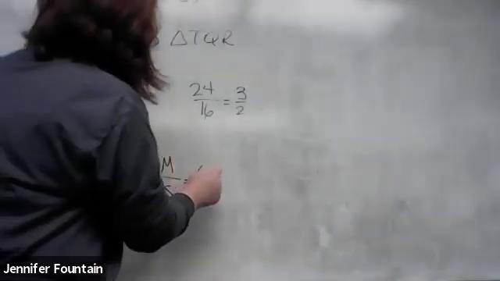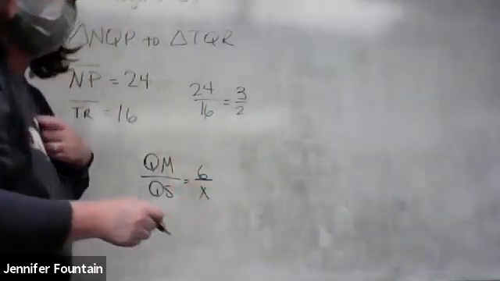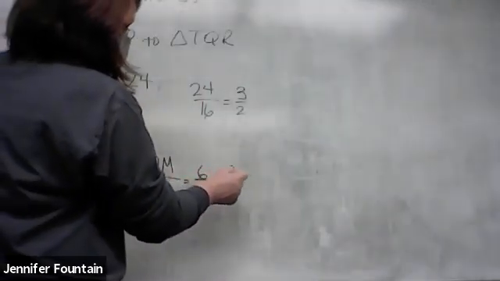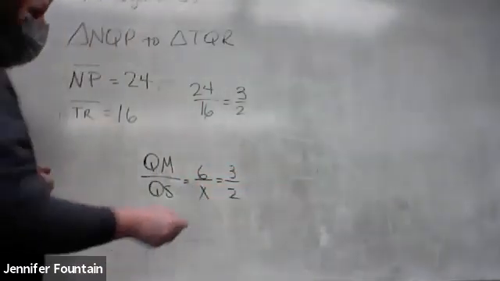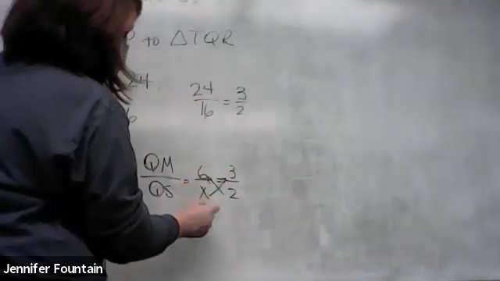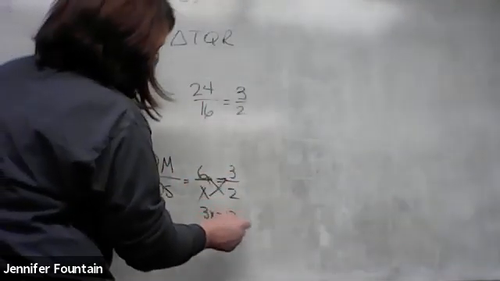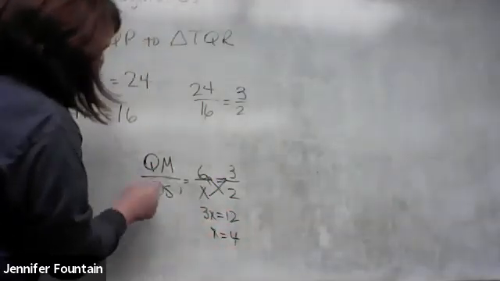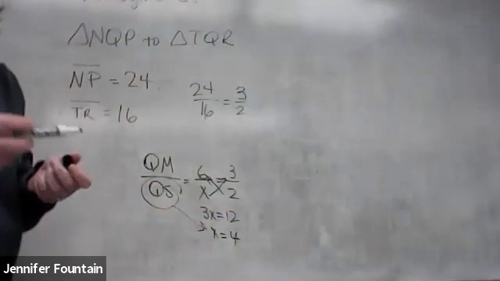So I'm trying to find QS. What is my scale factor? 3 to 2, right? Cross multiply. 3x equals 12. So what does x equal? So we know that QS equals 4.